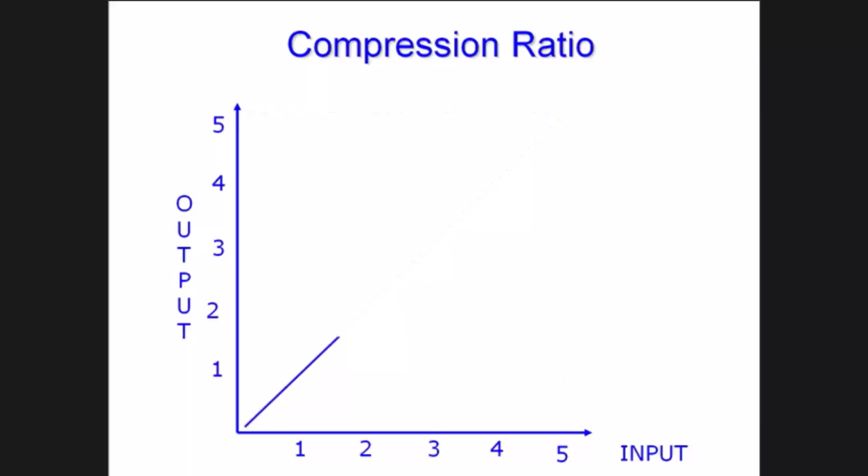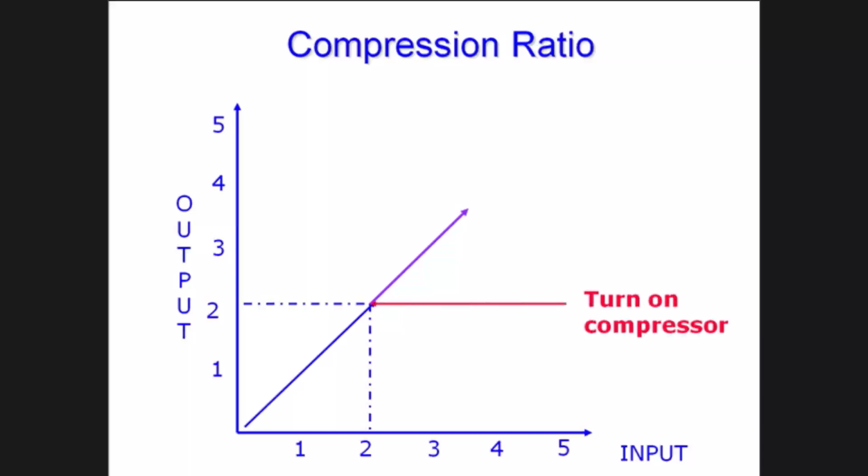Let's apply some compression. Let's say that our increase is 2 units coming in, and it's 2 units coming out, still no compression. If we continued without any compression, the increase of the output would continue to follow the increase of the input. Let's allow the compressor to turn on at this point. This will be the threshold.